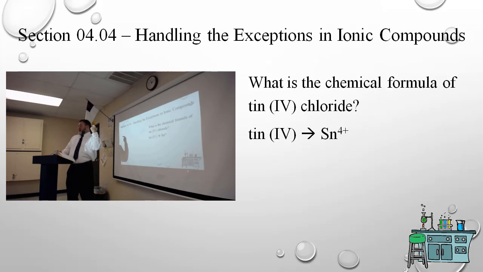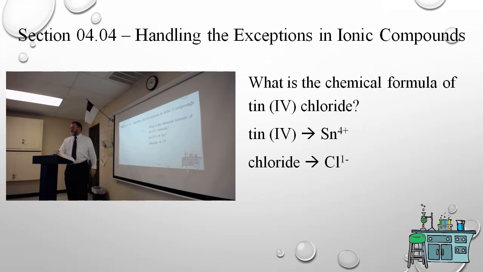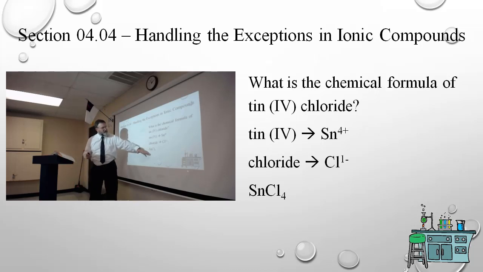Chlorine is a nonmetal. It wants to get to 8. It has 7, it wants to get 1. When it gets that 1, it's going to have a 1 negative charge. What now is the formula for tin 4 chloride? Anybody? What is the formula for tin 4 chloride? Sir? SnCl4. Yep. That is the molecular formula for tin 4 chloride.